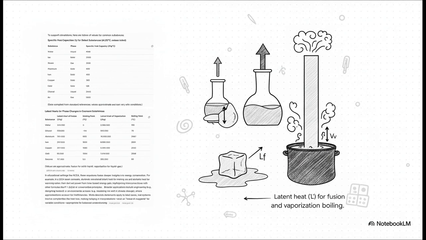And just look at the difference for water. It takes 334,000 joules to melt a kilogram of ice, but it takes a staggering 2,260,000 joules to boil that same kilogram of water into steam. That massive amount of energy is exactly why a steam burn is so much worse than a burn from hot water.